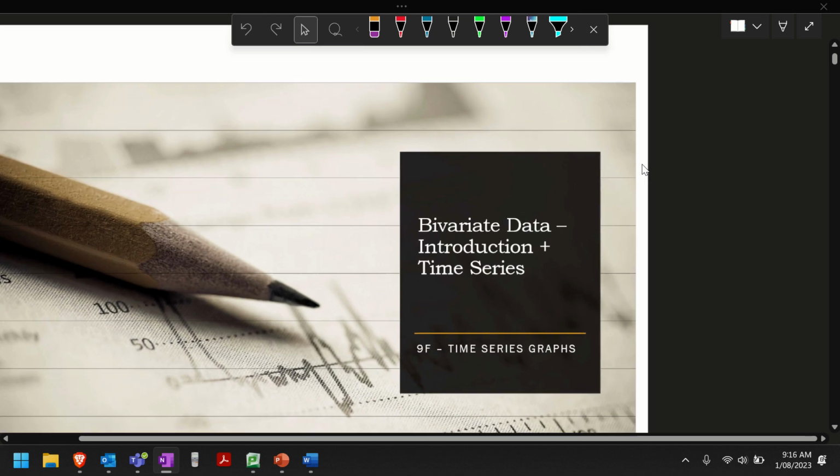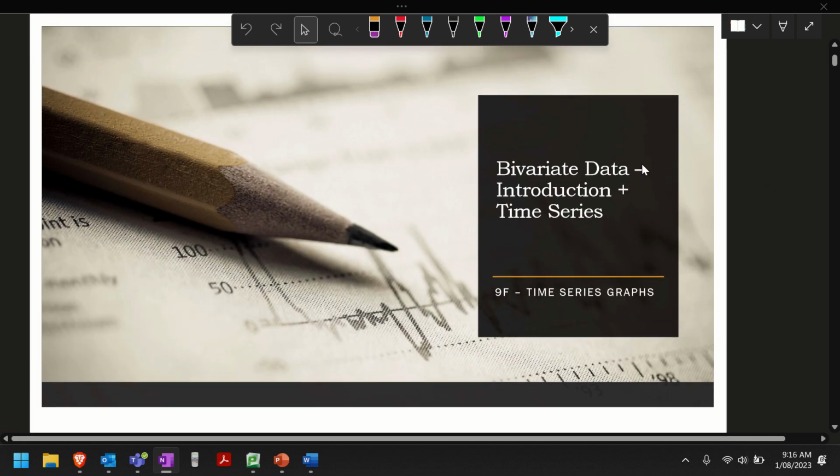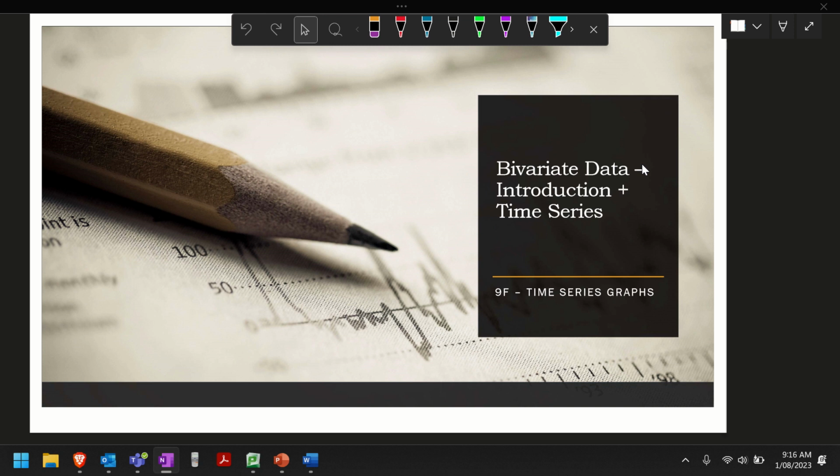Next topic, new topics, always good. But what we're building on is what we've already learned in the last few weeks about what data is. Univariate data was the old topic, but the new one now is bivariate data. I feel like I've said it a few times already.